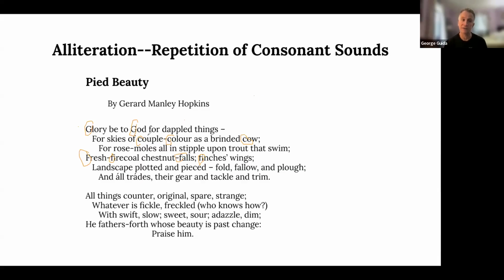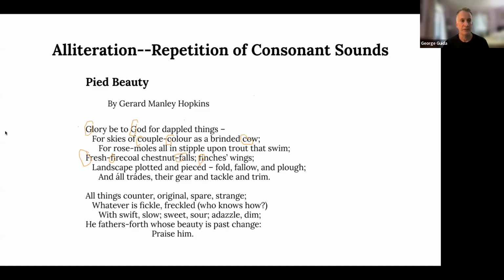It can tie ideas together in a line. It can also tie images together in a line. So it becomes very useful. It also is a way to carry the momentum of the line and the music of the line forward. We keep repeating. It's almost like rhyme, but it's sort of a weaker version of it, right? It's just a single letter.